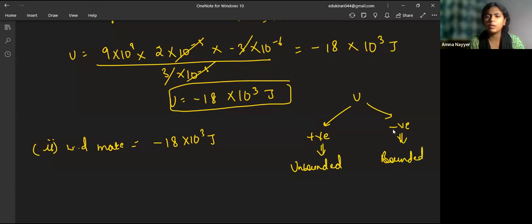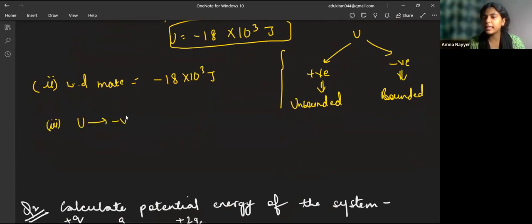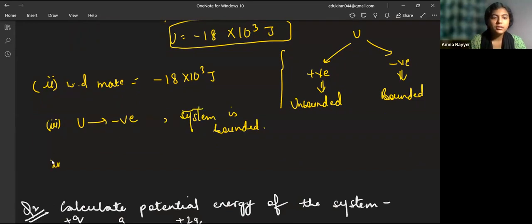Always remember this theory part; though it's usually a part of class 11, the application can come till here. So third part, our answer is coming negative. So if our answer is coming negative, it means the system is bounded. Fine. Fourth part comes work done.